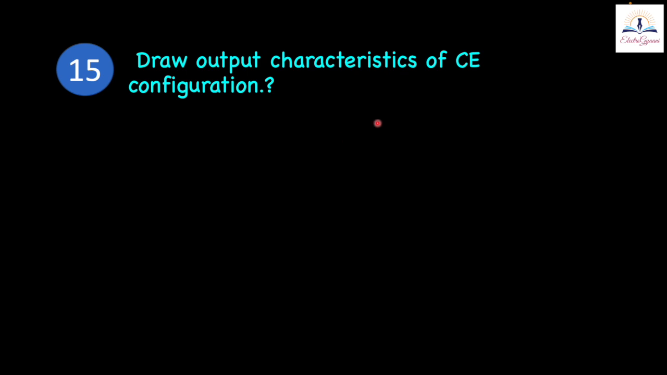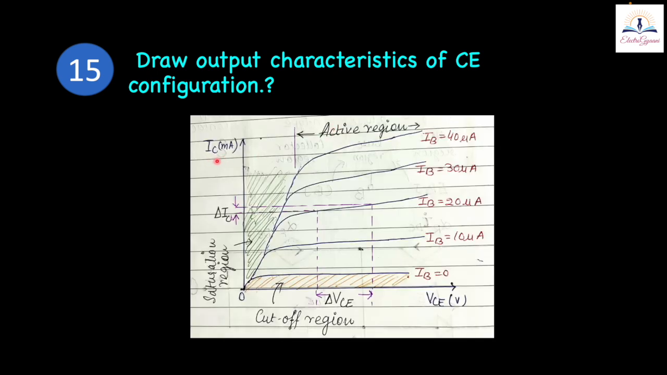As I just told you, the output is taken from the collector side, so this output characteristic is drawn between the collector current and the collector-emitter voltage, while the base current is constant. So here you can see that when base current is 0, this region is called the cutoff region, and as we increase this VCE, the collector current after a certain point will become almost constant for a constant base current.